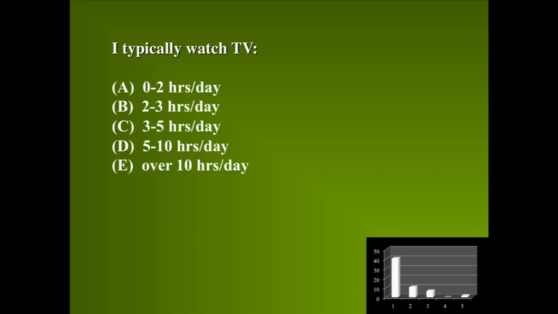I typically watch TV 0 to 2 hours a day, 2 to 3 hours a day, 3 to 5, 5 to 10, over 10 hours per day. You can see the response from my last class: the college students responding to this poll say they watch 0 to 2 hours a day. That would be outside of the norm for college students these days, and outside of the norm for most Americans. The average that you can look up is about 4.5 hours a day.